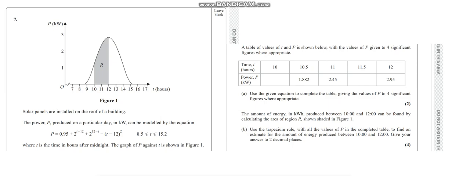Today we are attempting the seventh question from the International Advanced Level Pure Mathematics P2. So without further ado, let's get started. The figure 1 has been given. Solar panels are installed on the roof of a building.